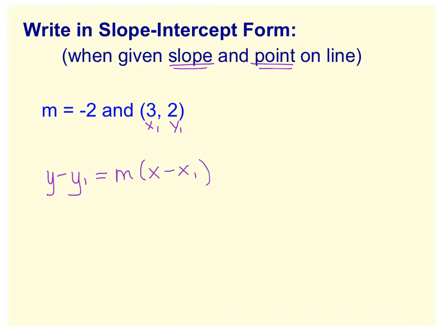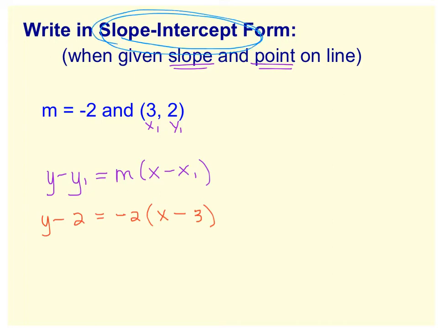So we're going to go ahead and plug everything in. We've got y minus the y1, which is 2, equals our slope of -2 times x minus the x1, which is 3. So this is an equation of a line. This is point-slope form and the directions are asking us for slope-intercept form. So how do we get this point-slope form to look like y equals mx plus b? Well, all we're going to do is solve this for y.